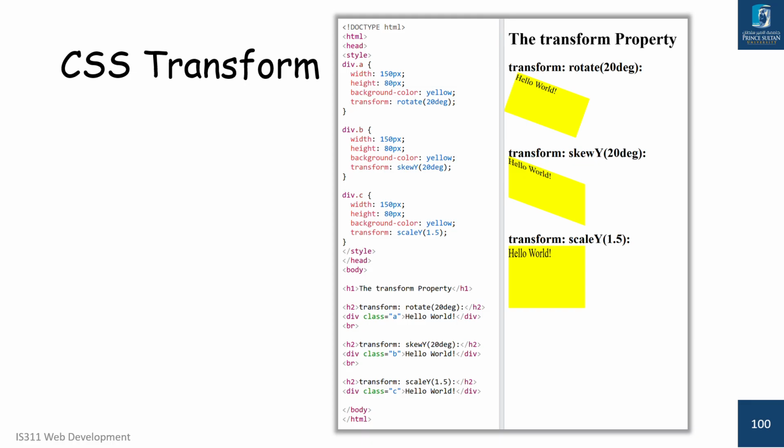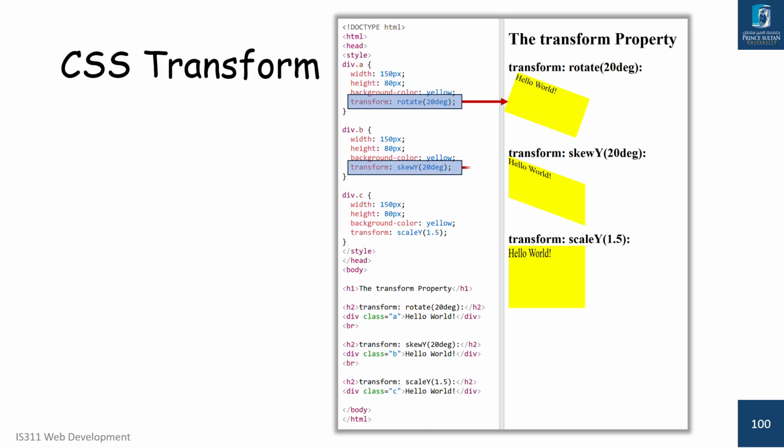Okay, then it is from the center of the element. When you say rotate, it is always around the top left corner. Then we also have a skew, 20 degrees, which makes it skewed, and then we also have scale. Scale Y, I mean scale X, means the width becomes 150%, and the height will change accordingly. But if I say 0.5, what will happen? That will become half of the original size.